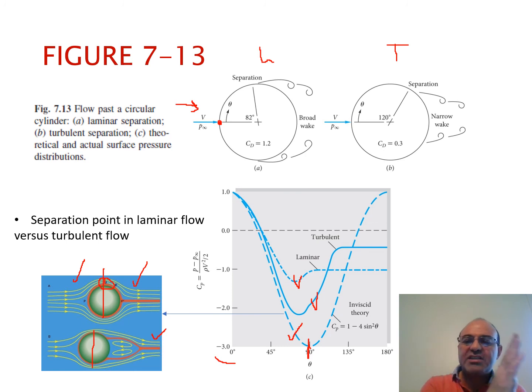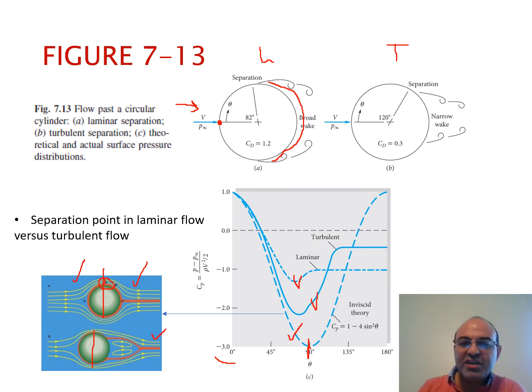So, in the first case, it occurs in the front of the object. So the boundary layer separates early. Because the boundary layer separates early, it creates a large area of low pressure here. It creates a large wake. We see here, a broad wake.